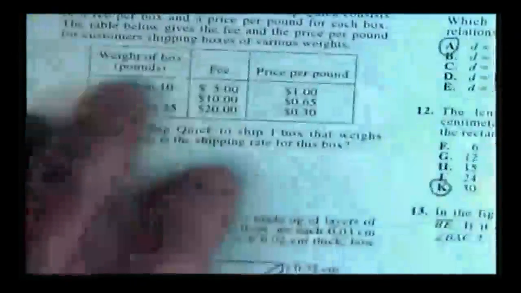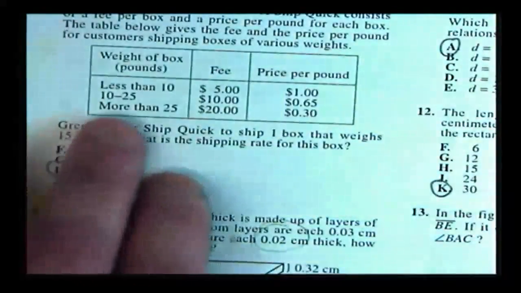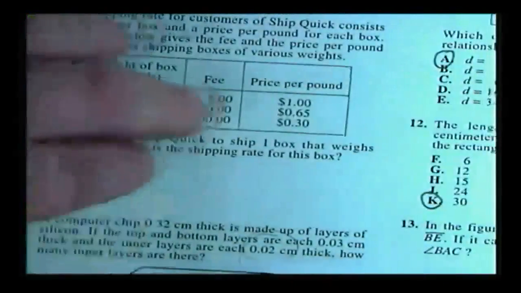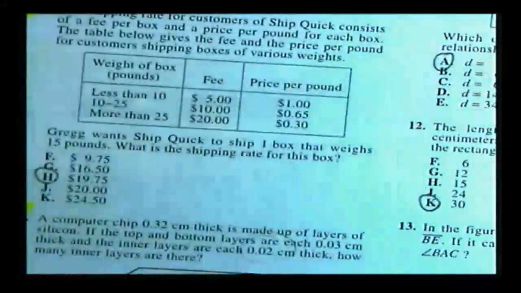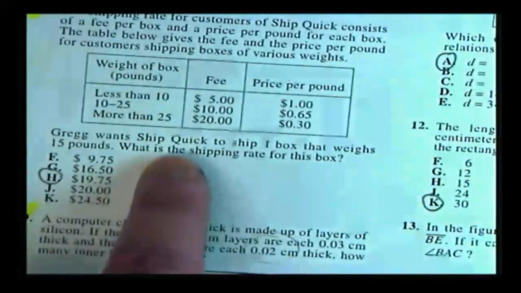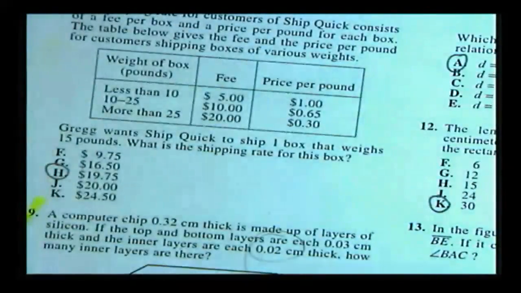So here we have this weight of box in pounds, less than 10, 10 to 25, more than 25. Here's the flat fee, right? A flat fee. No matter what, this is what you're going to be paying, and then after that they weigh it and they tag on some more. So Greg wants ShipQuick to ship one box that weighs 15 pounds. What is the shipping rate for this box?